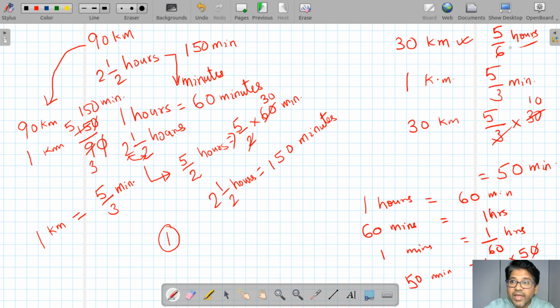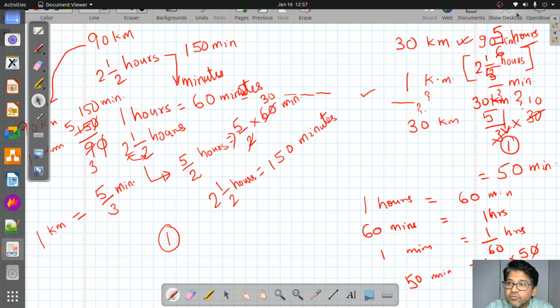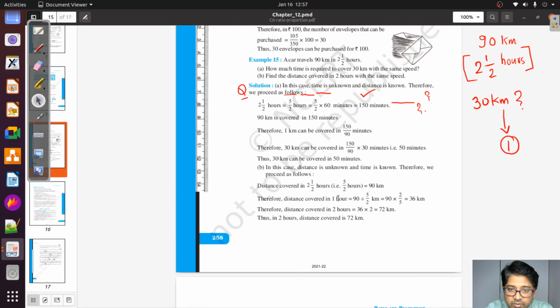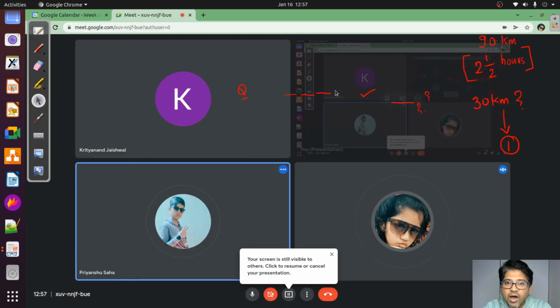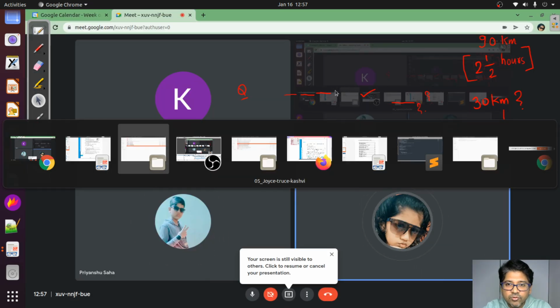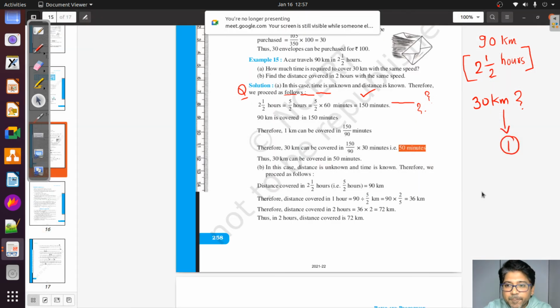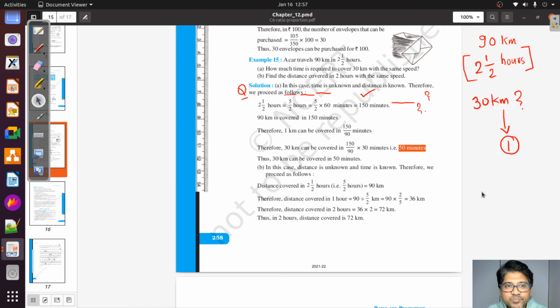Let's check the answer. Did we get the same answer or not? The first answer is 50 minutes. They did not convert into hours, because the question asks how much time is required. They did not ask you for hours. So do you understand, guys?